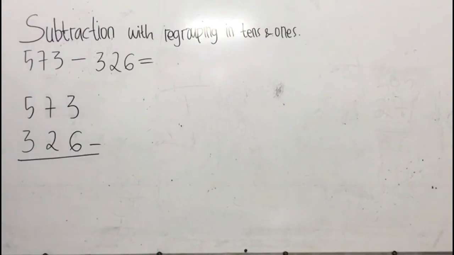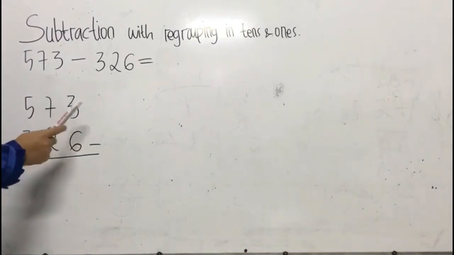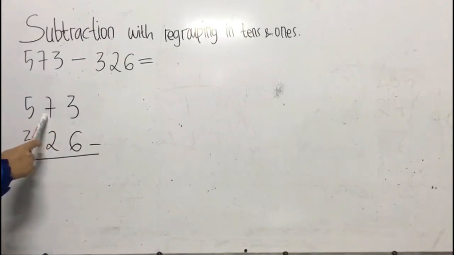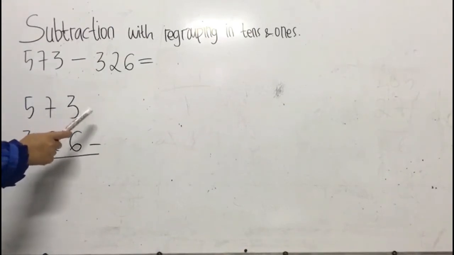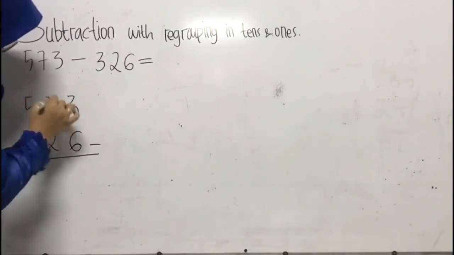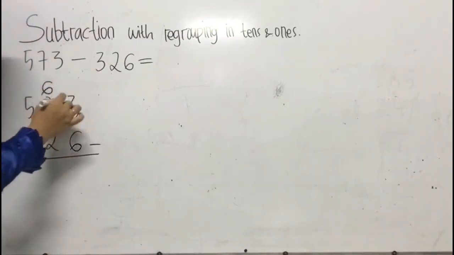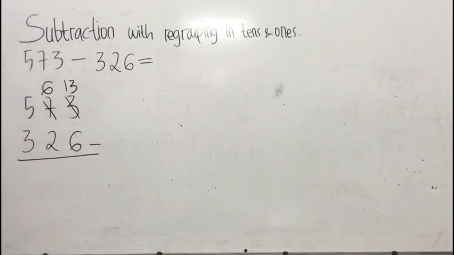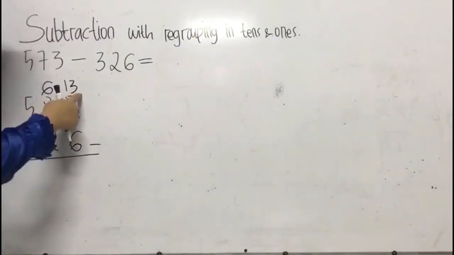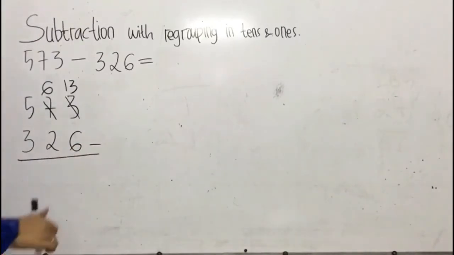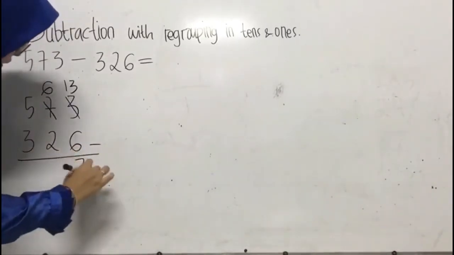We can subtract 6 ones from 3 ones. So, we regroup 1 tens into 10 ones. Now we have 6 tens and 13 ones. Okay, let's subtract the ones. 13 ones minus 6 ones equals 7.